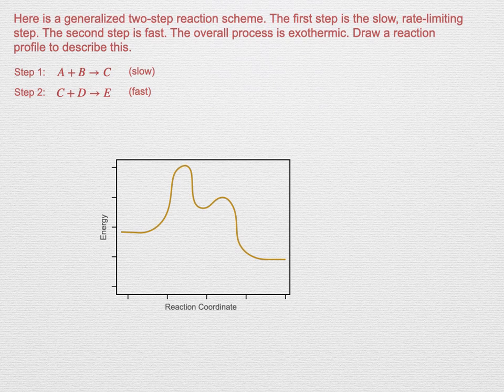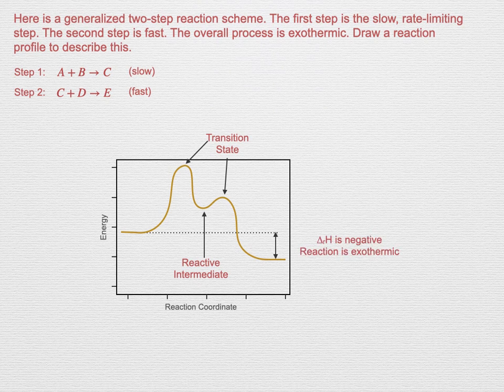The second reaction step is fast compared to the first step. The reaction intermediate is again found at the energy well, and the transition states are at the peaks. The exothermicity is shown by the products ending up at a lower energy than the reactants. Now here's a summary of some general ideas about these graphs.